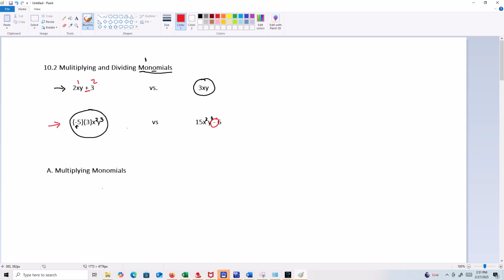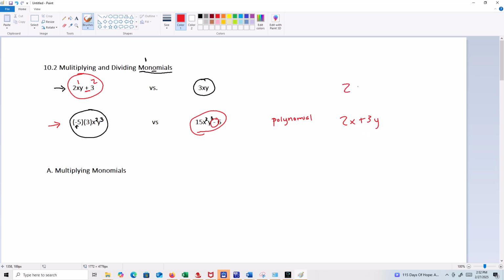All right, so now that we know what a monomial is, I want to remind you what the word polynomial is. A polynomial is anything with more than one term. So this one right here is a polynomial. If I had 2x plus 3y, that would be a polynomial. It's a binomial. It's got 2 terms.